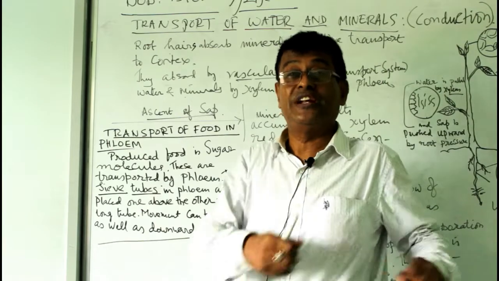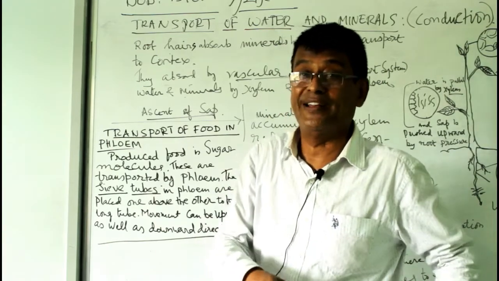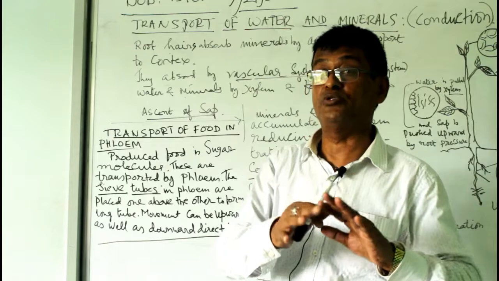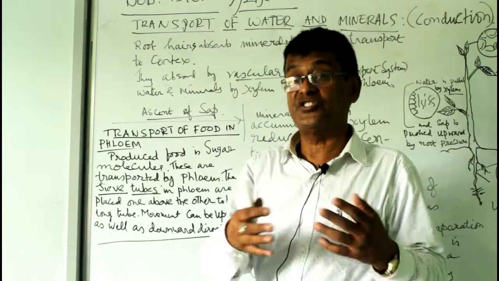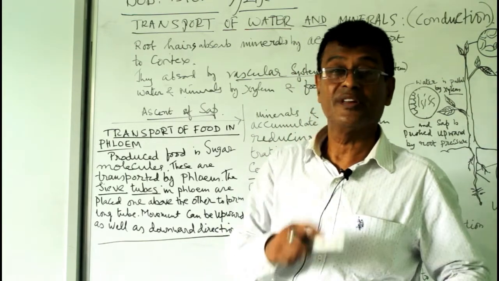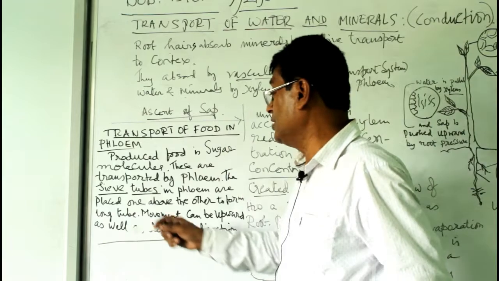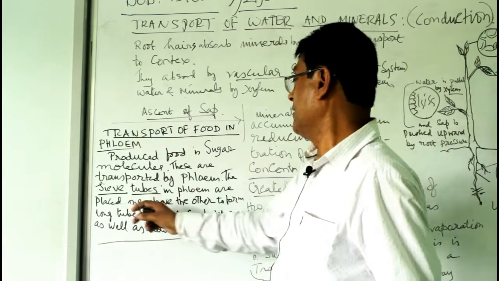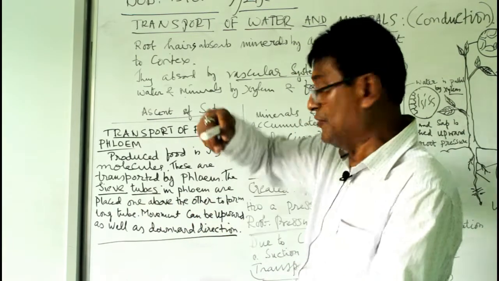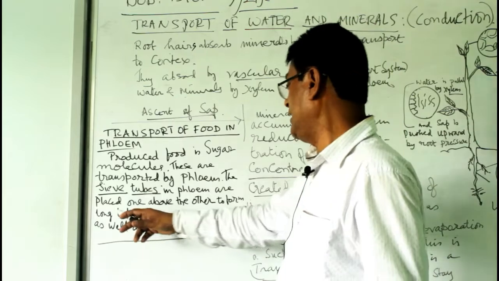To your knowledge, there is a plate also, which is known as the sieve plate. When you come to the function and the higher studies of that, you will understand what its function is. Right now, the sieve tubes in phloem are placed one above the other, and it makes a long tube.